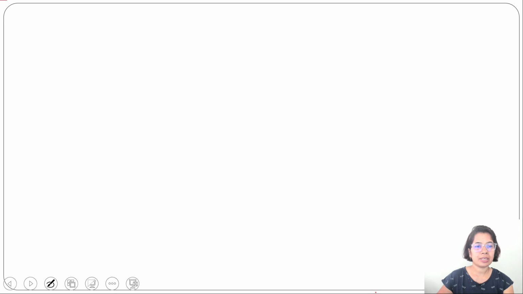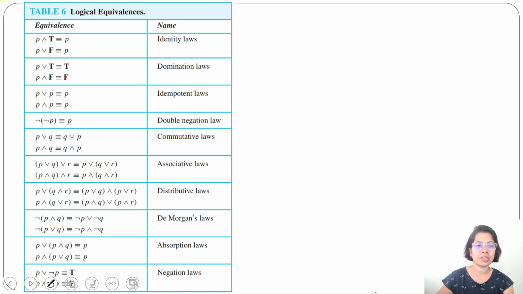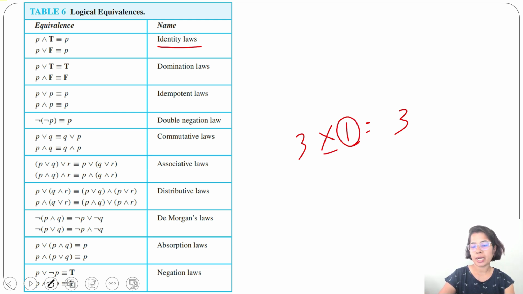First I will discuss those involving negation, conjunction and disjunction. Then next I will discuss using the conditional statement, then the biconditional statement. So the first law is the identity law. Like in multiplication, we can say 3 multiplied by 1 is 3. Any number multiplied by 1 is the same number. 1 is the identity for multiplication. For addition, 0 is the identity for addition. Suppose 15 plus 0, it's the same 15.